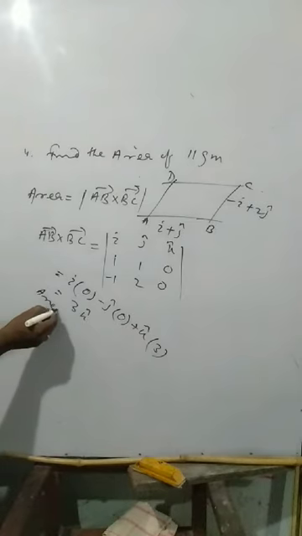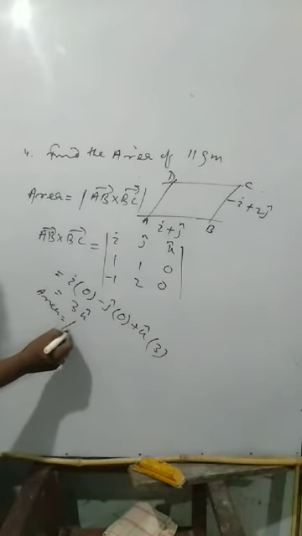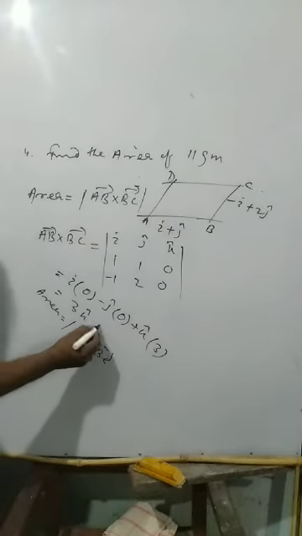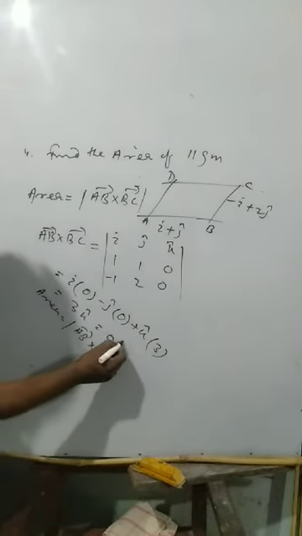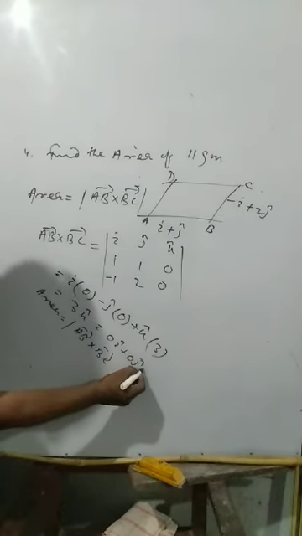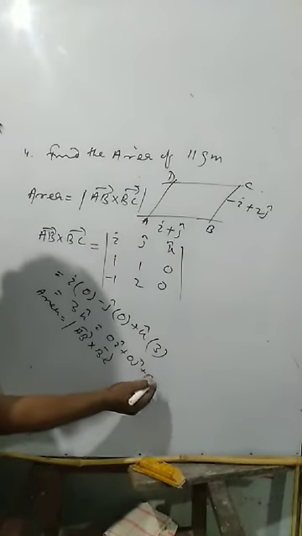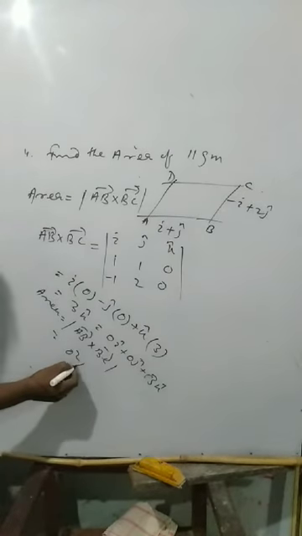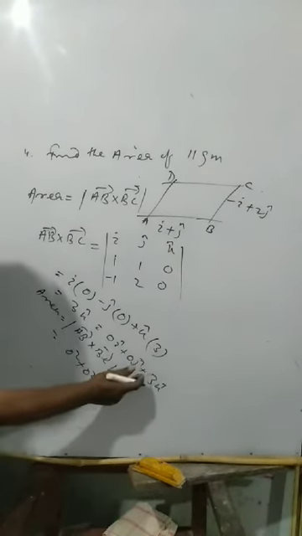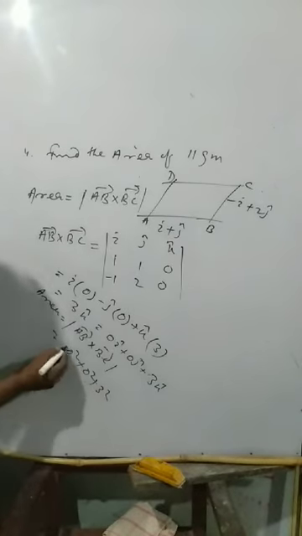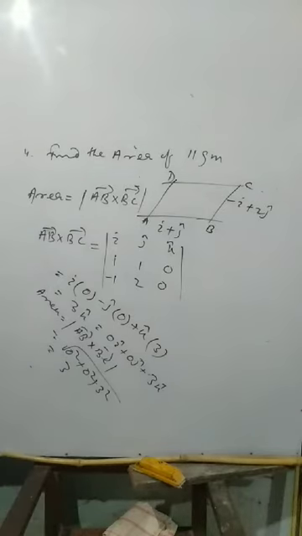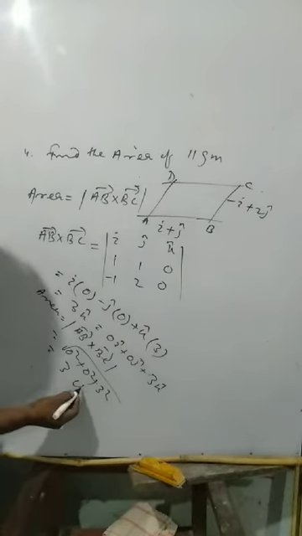Now area equal to magnitude of AB cross BC. So this one can be written 0 I cap plus 0 j cap plus 3 k cap. So our magnitude is square root of 0 square plus 0 square plus 3 square. This 3 square means 9, root over 9 equal to 3. Area equal to 3 unit. 3 unit you write, 3 square unit.